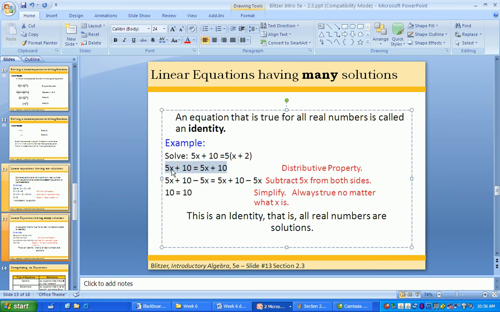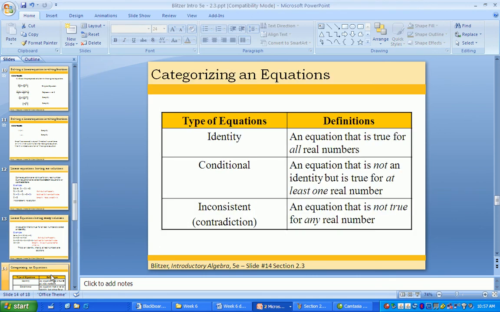Categorizing an equation: an identity. So yeah, we do call it an identity where every real number is a solution to the problem. A conditional is what we normally find, and inconsistent is when the statement is not true.